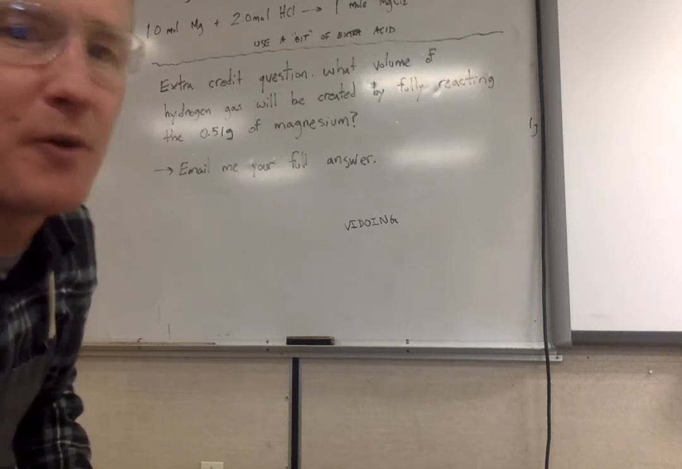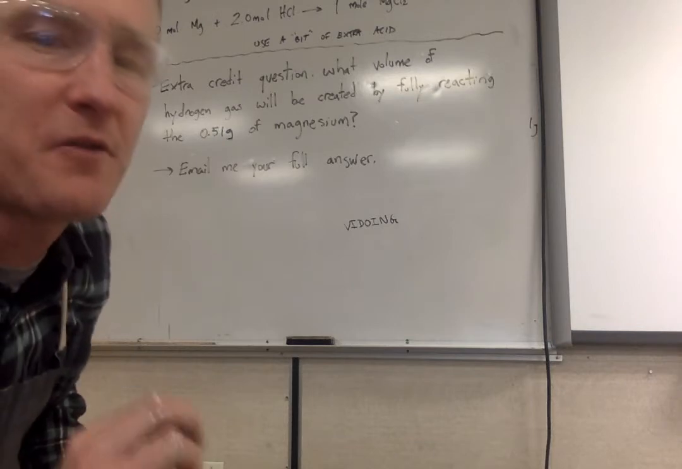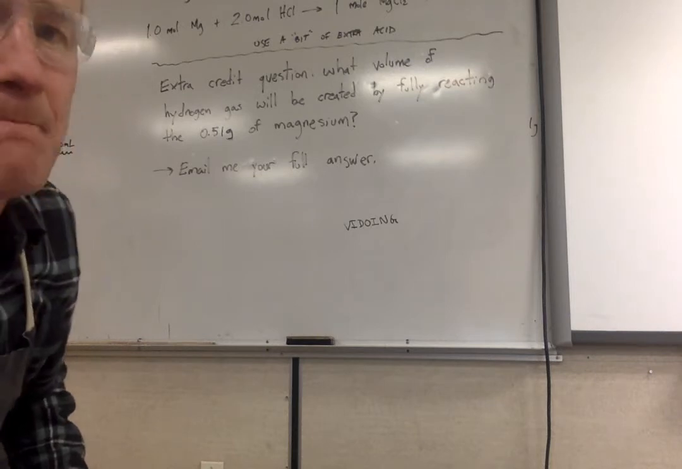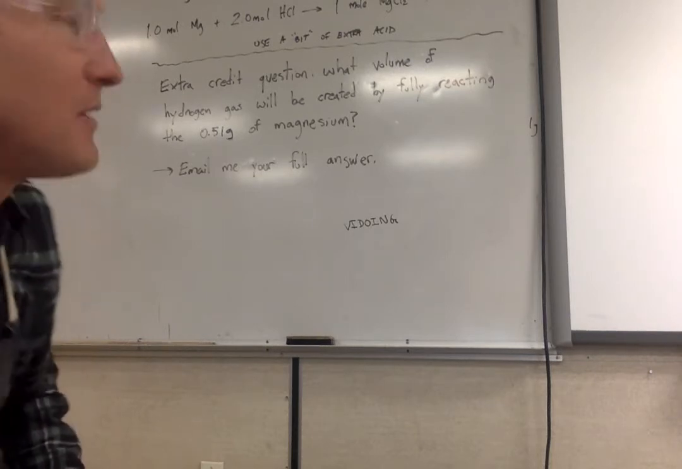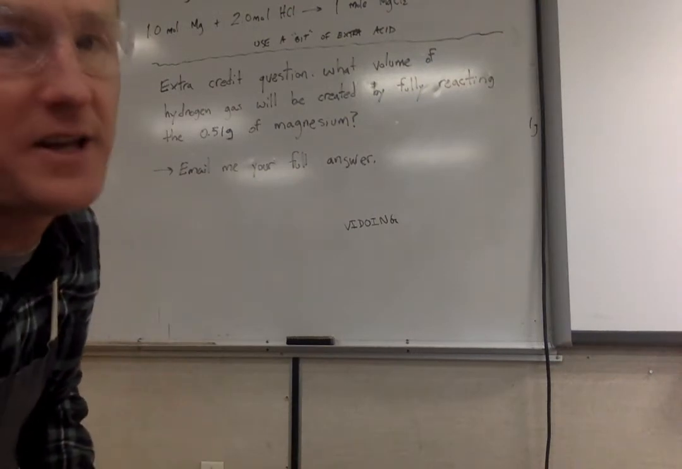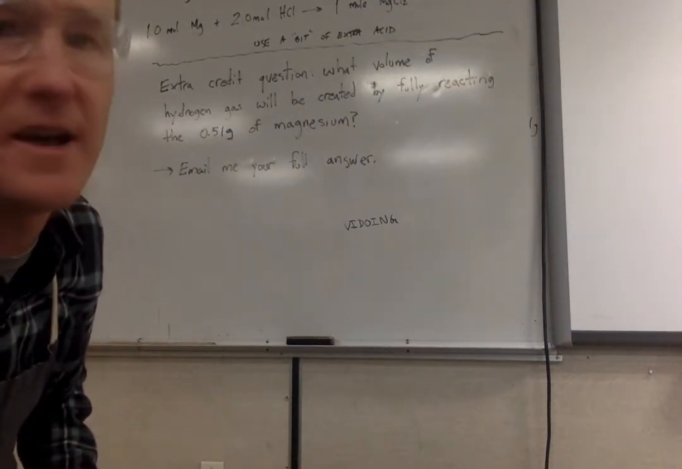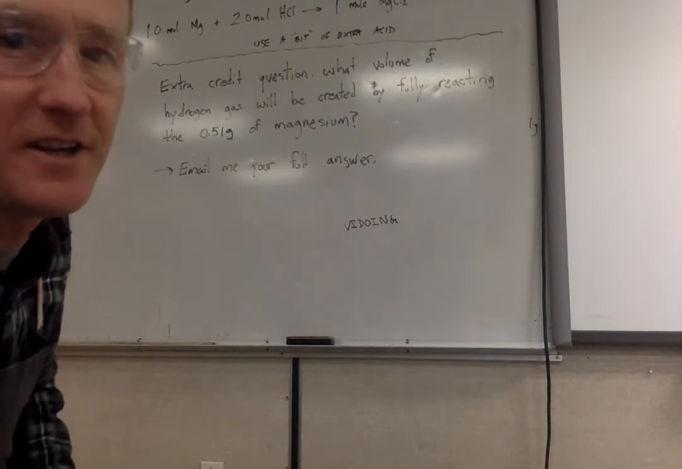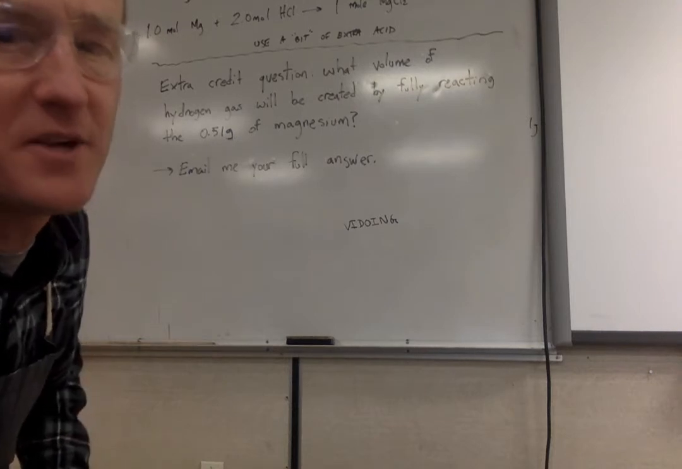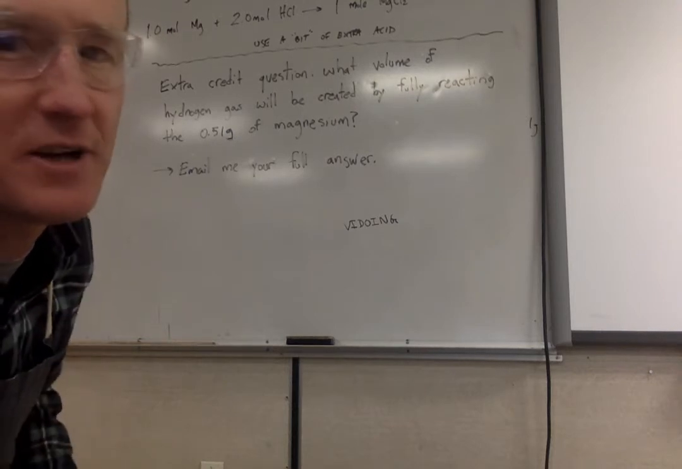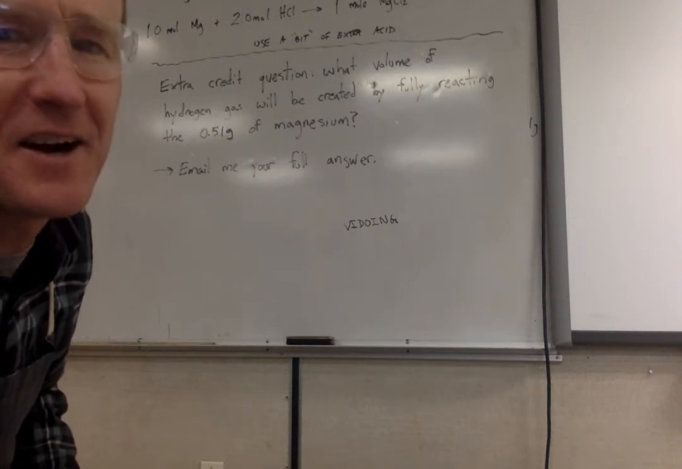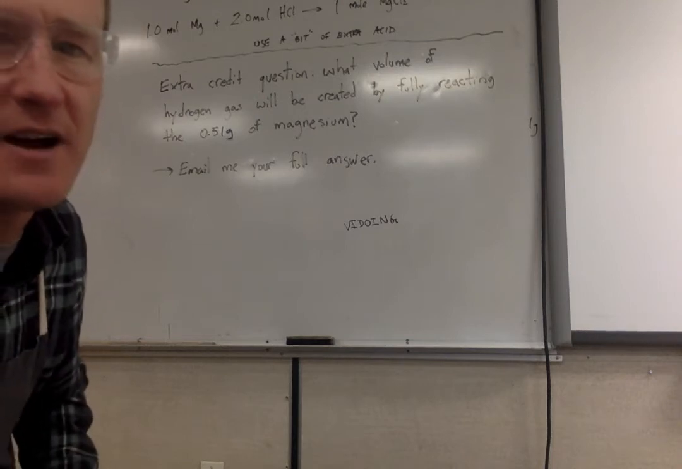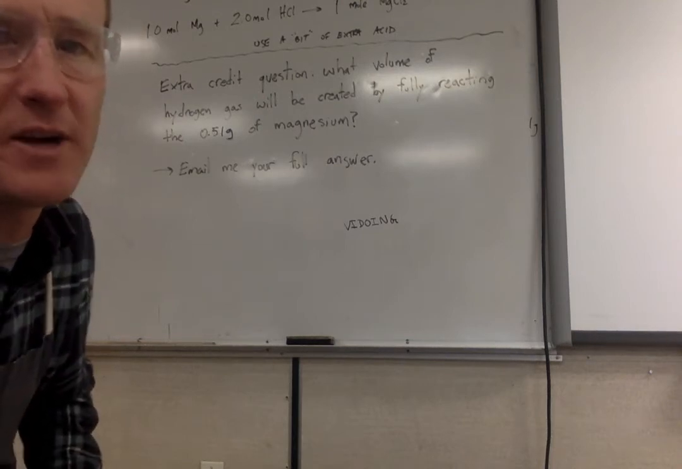So again, given that we're completely reacting the 0.51 grams of magnesium and creating hydrogen gas in the process, what is the volume in liters of hydrogen gas being produced? Send me your full answer, ideally with some sources of error. If you give me a correct answer, or even just correct sources of error, I'll give you extra marks, because this problem is a little bit at the edge of your learning right now in Chem 11.